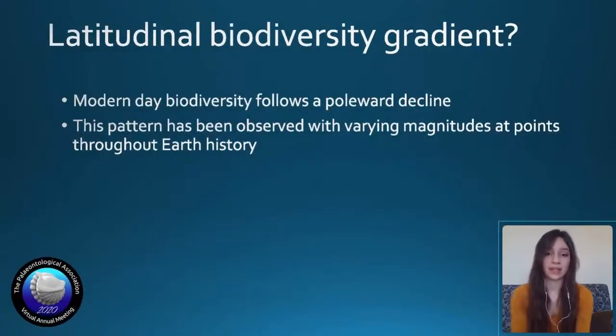In the modern day, biodiversity follows a general trend where there's higher diversity at lower latitudes, which decreases towards the poles. This pattern has been observed at various points throughout history with varying magnitude and gradient. And this is thought to be due to the dominant climate regime of the time.